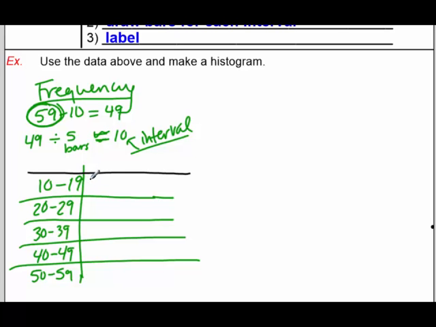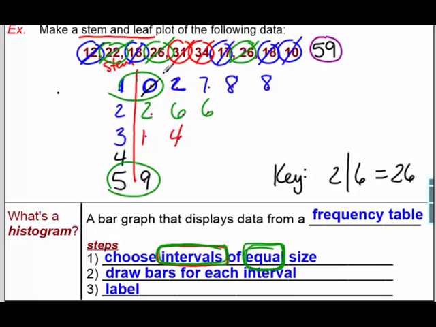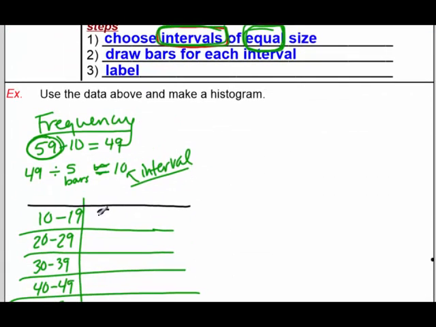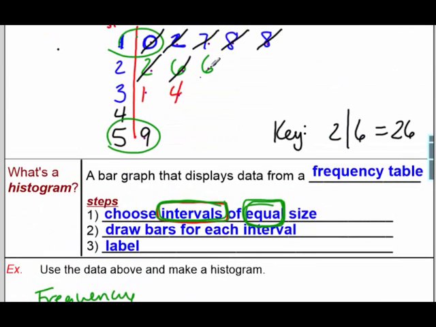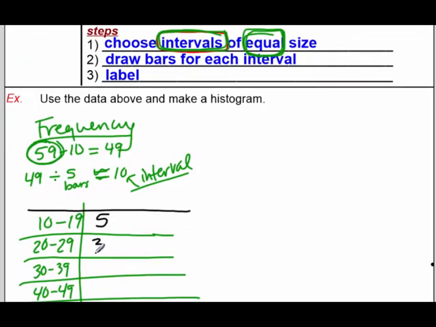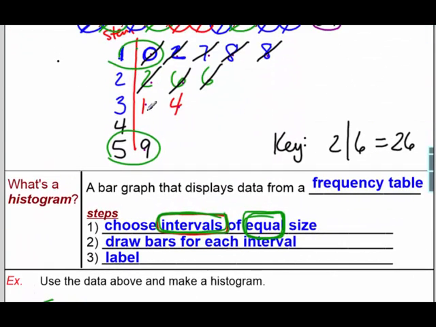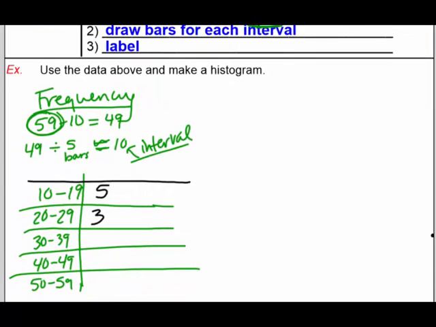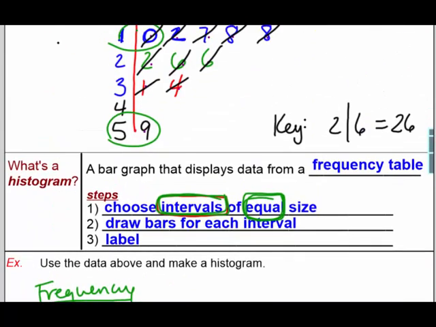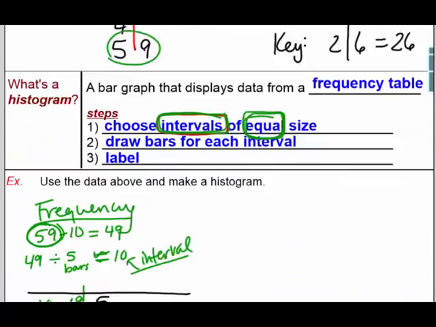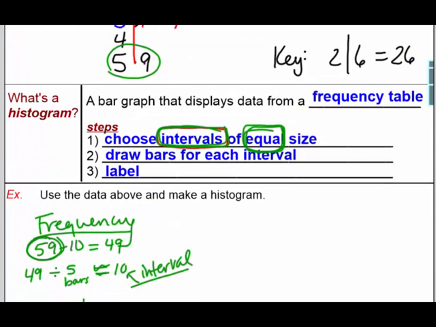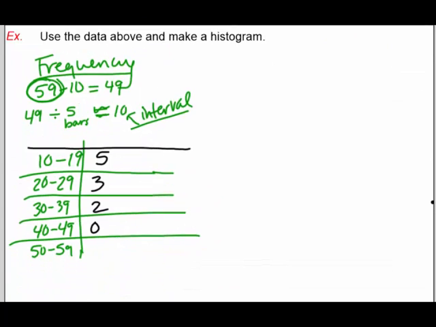So for example, how many numbers appear between 10 and 19? Well, there are 1, 2, 3, 4, 5 numbers between 10 and 19. So I'm going to put 5. How many between 20 and 29? 1, 2, 3. How many between 30 and 39? 1 and 2. Between 40 and 49? None. And between 50 and 59, there is just that one number.